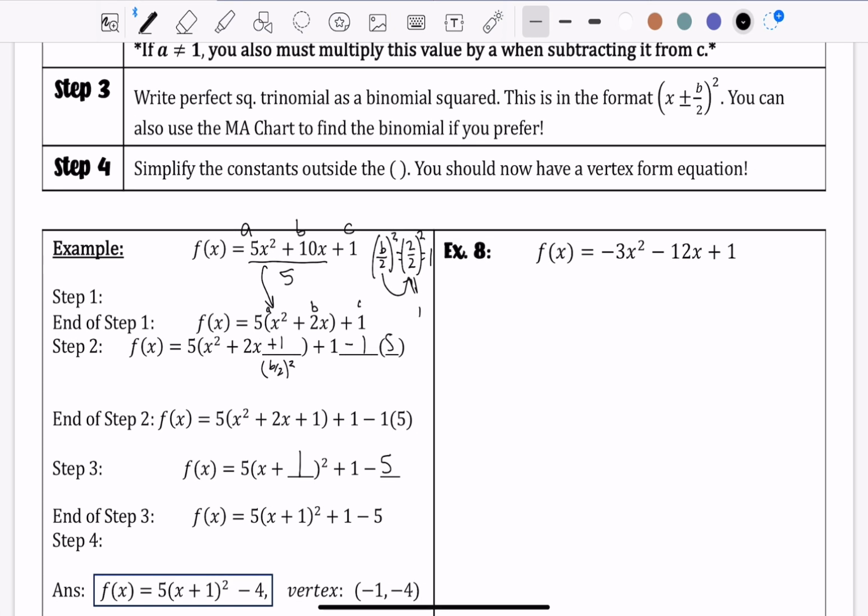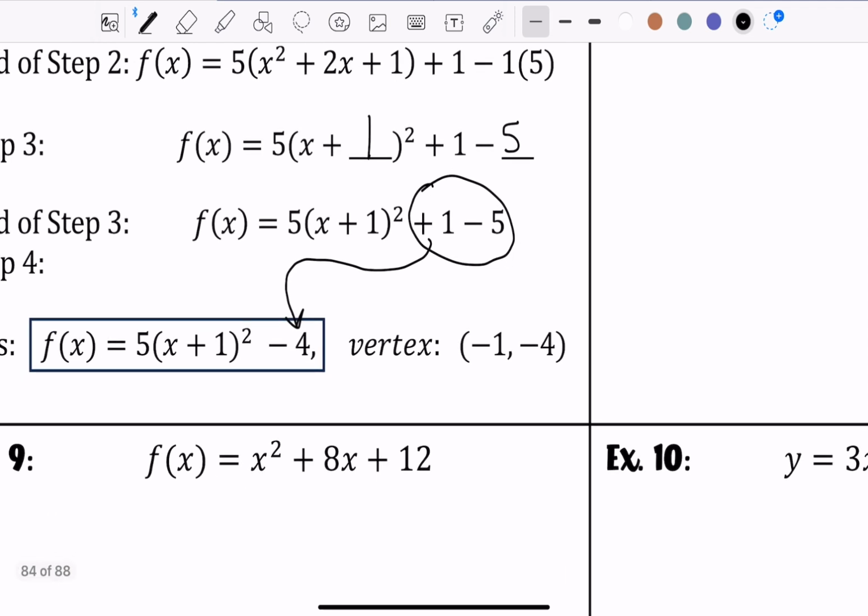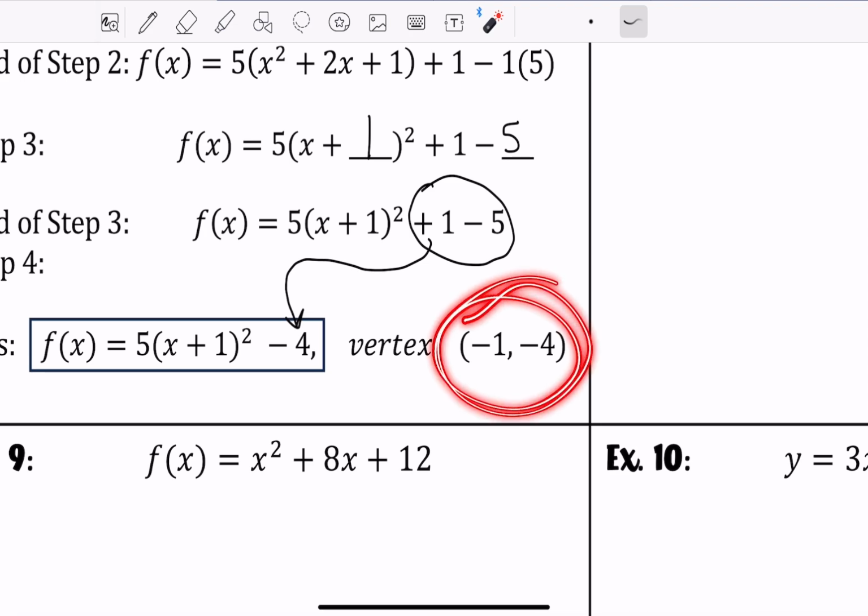Okay, now it says, step 4, simplify the constants outside the parentheses. You should have now a vertex form equation. And what we're talking about is these right here. These are just constants. They can be added together because neither of them has an x attached. And this is our vertex form. And I've also written our vertex right here.